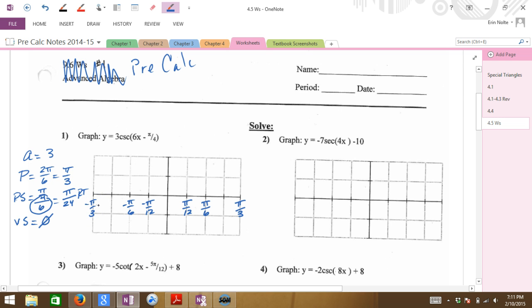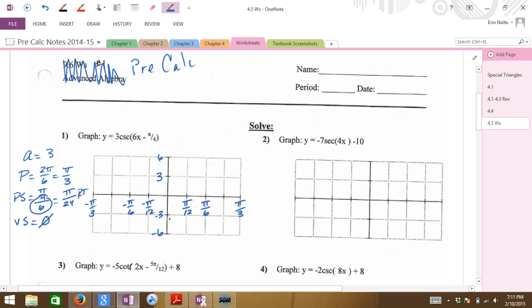Okay, so then I'm going to label my y-axis. My y-axis is going to come obviously from the amplitude, and since I'm drawing a cosecant function, I need to be able to see the parabola. So I'm going to start with going by 3. So I'm going to go 3, 6, and then -3, -6.